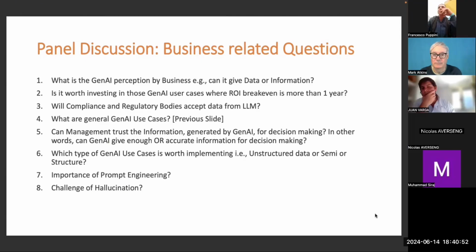Okay, now bringing Mark into this discussion. Mark, I know you are bored, but I will pull you in. Mark, your perspective on GenAI, because you are also attached with the business side. Please, floor is all yours.